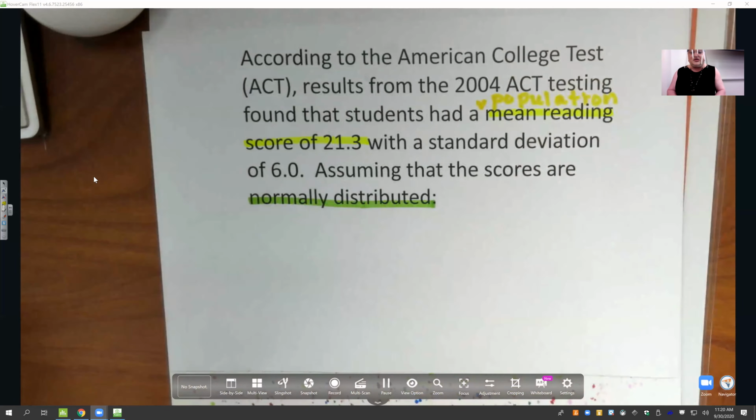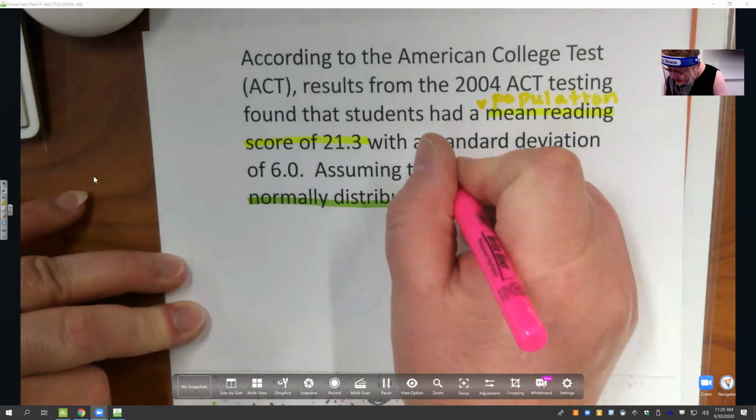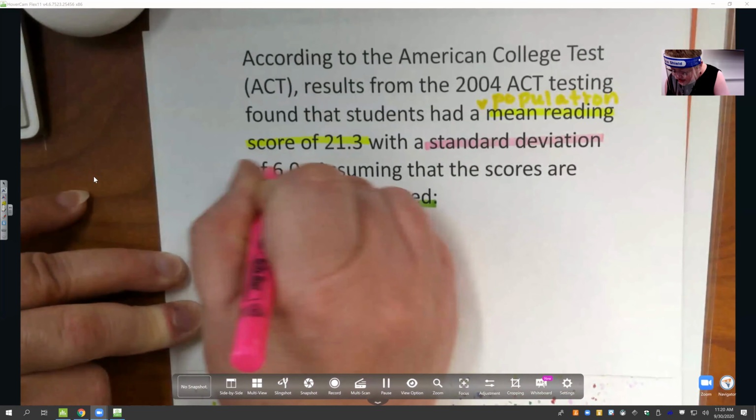And we will assume in all the problems that we deal with that it is the population mean unless we're told otherwise. Thirdly, you have to know the standard deviation.